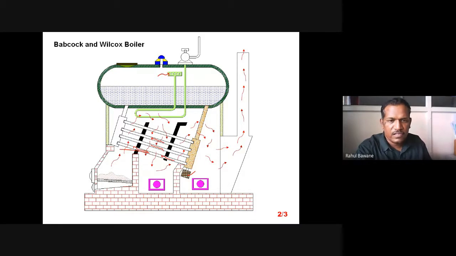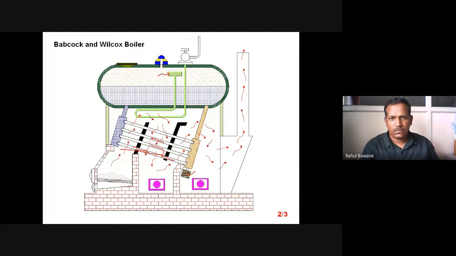So this steam generated is collected into the upper sphere of this boiler shell. So there are two different phases normally observed in a boiler. That is, the bottom is your liquid phase and on the top side the generated steam is collected.